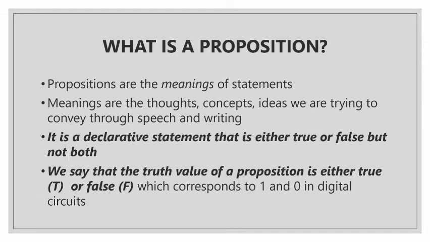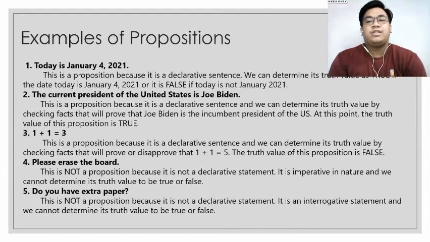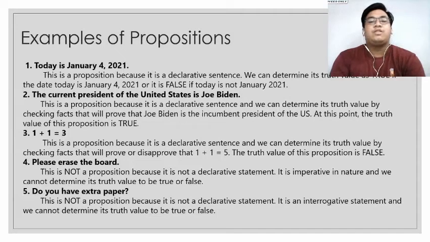It is a declarative statement that is either true or false but not both. We say that the truth value of a proposition is either true or false, which corresponds to 1 or 0 in digital circuits. So these are the examples of propositions. Number 1, today is January 4, 2021. This is an example of proposition because it is a declarative sentence. We can determine its truth value as true if the date today is January 4, or it is false if today is not January 4, 2021.